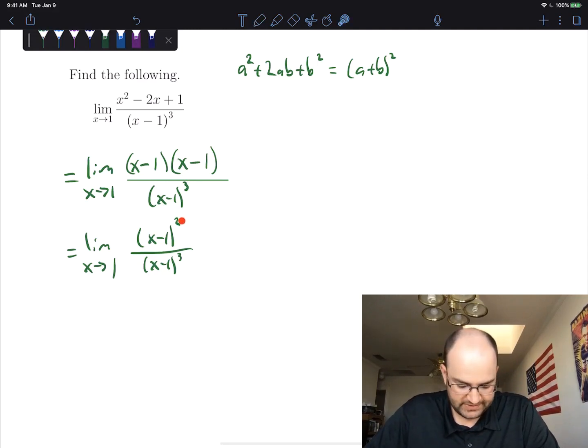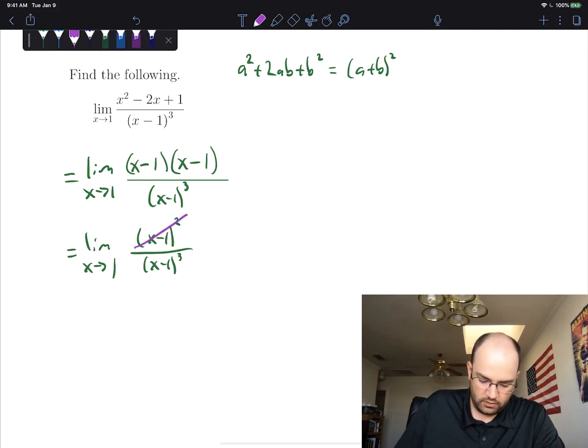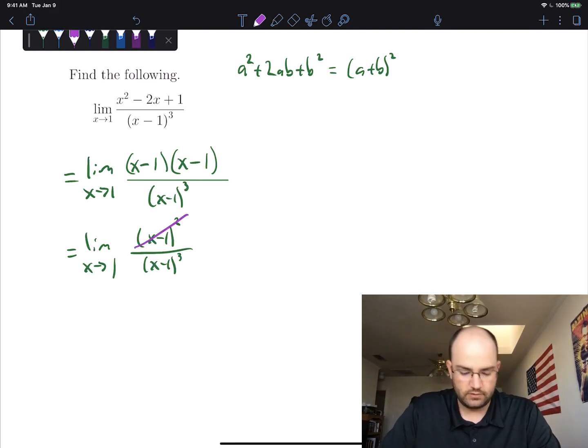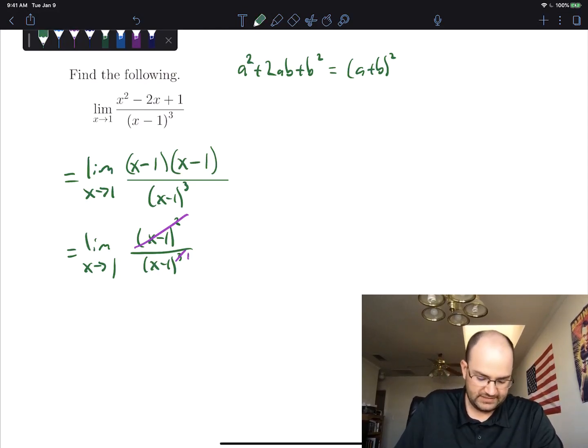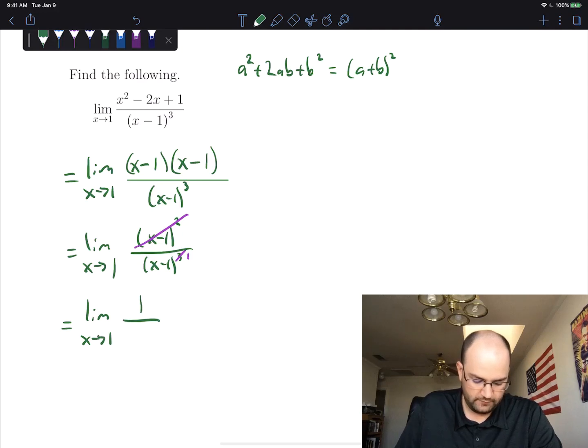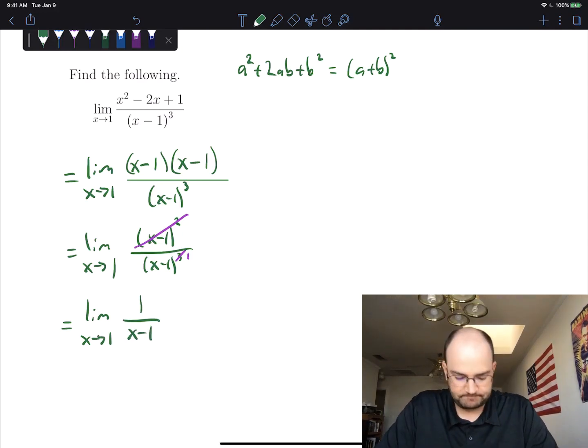Now, notice that in the numerator we have 2 of the x minus 1s. In the denominator, we're going to have 3 of the x minus 1s. Notice that that means all of the x minus 1s cancel in the numerator, and 2 of them will cancel in the denominator, leaving you with 1 in the denominator, because 3 minus 2 is 1. So 2 of these canceled and 2 of those canceled, and that left us with 1 more. So really, this is just the limit as x approaches 1 of 1 over x minus 1.